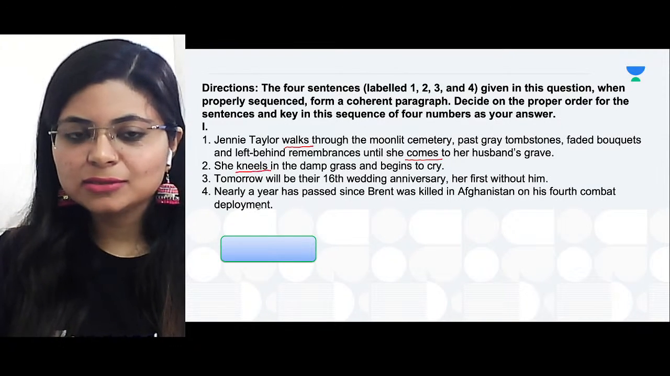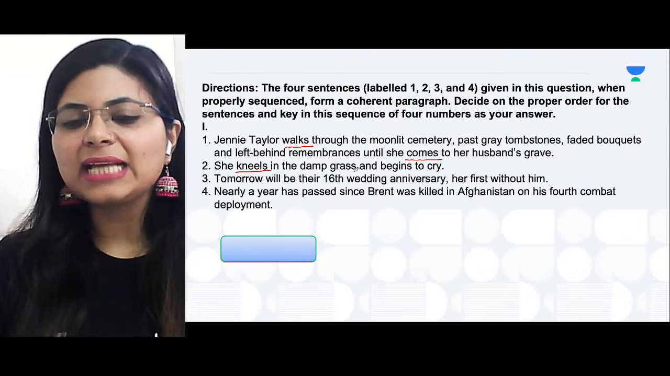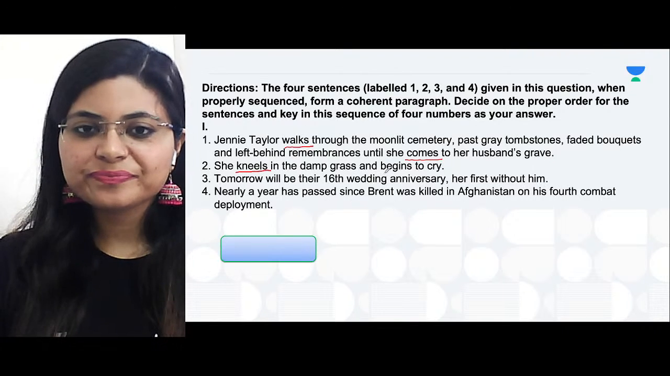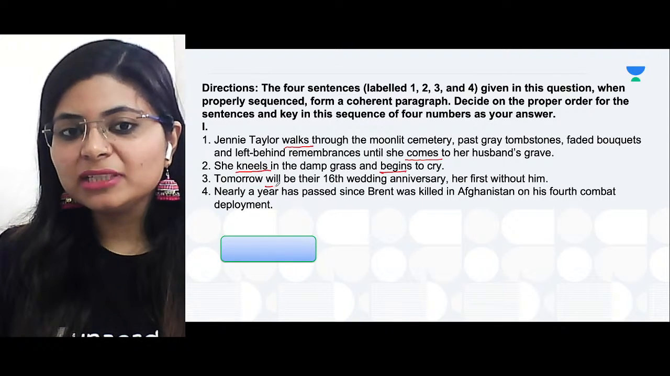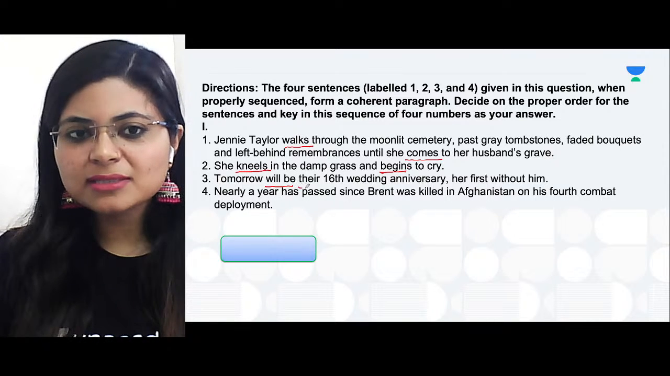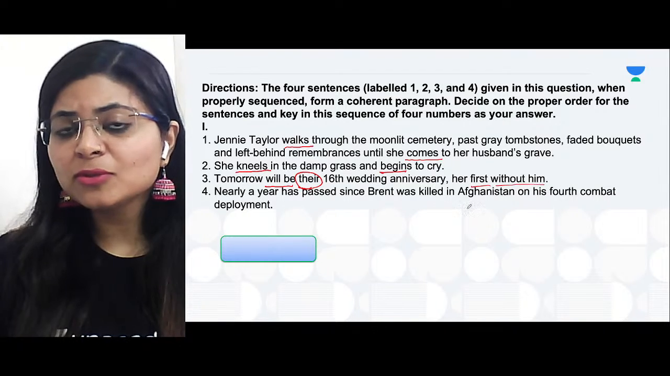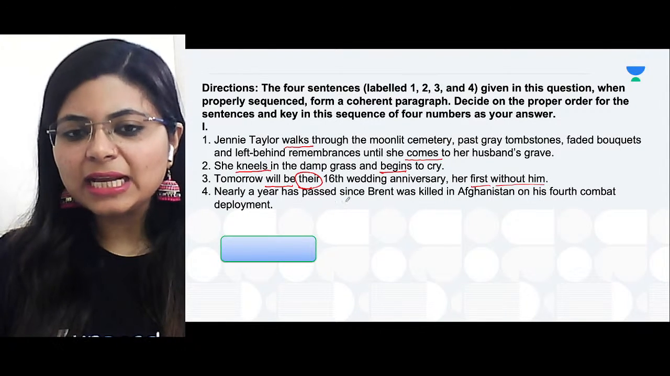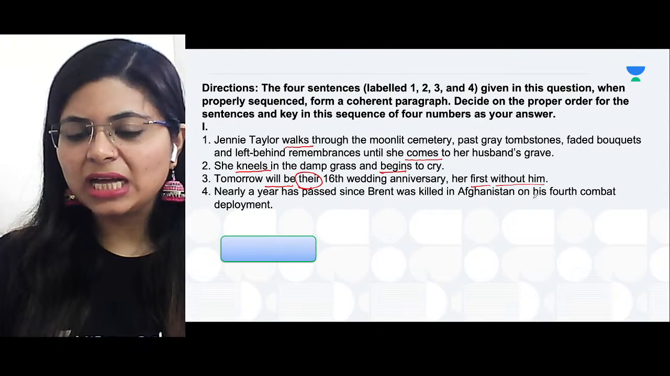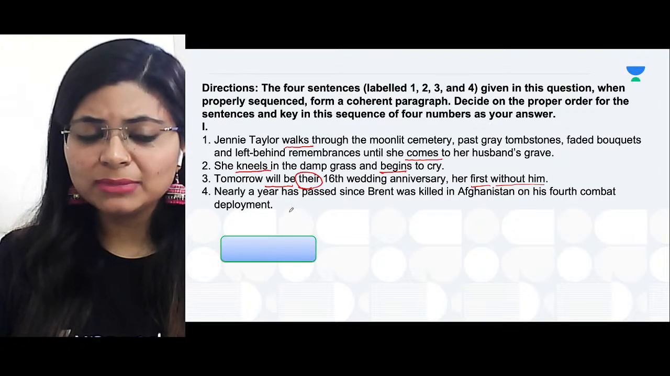Then it says she kneels, bends down, sits on her knees in the damp grass and begins to cry. Tomorrow will be is future tense. Their 16th wedding anniversary. Their means Jenny Taylor and the husband. Her first without him. So the husband is no more. Nearly a year has passed since Brent was killed in Afghanistan on his fourth combat deployment.